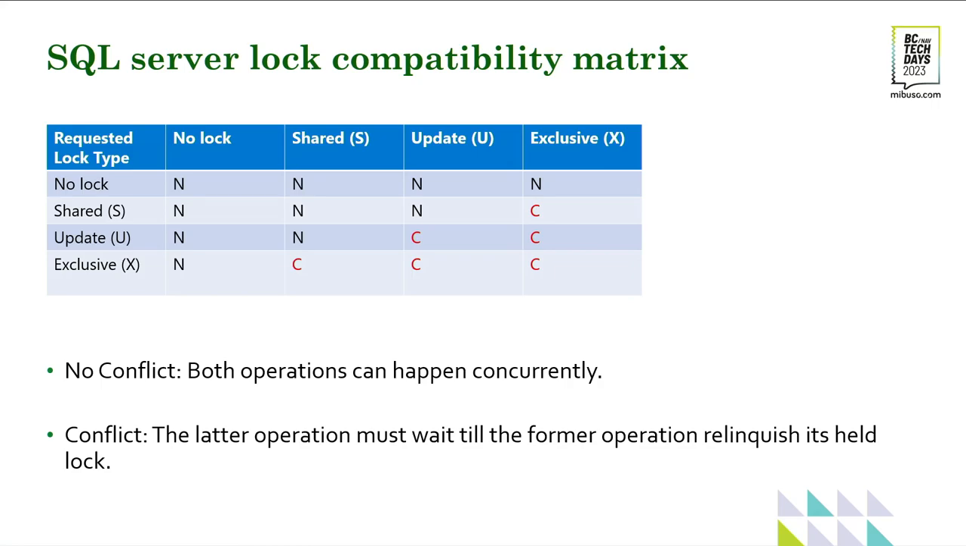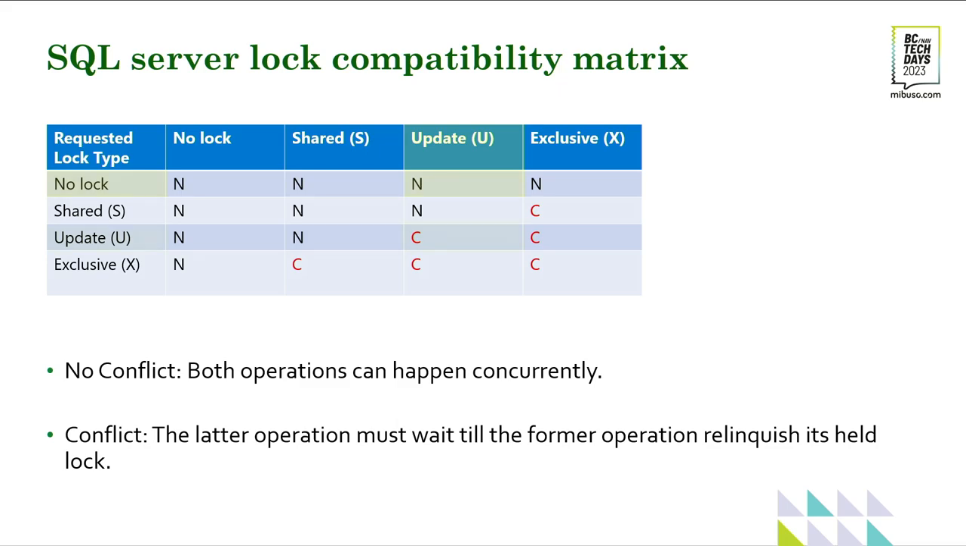Let's take an example of this together. Say you're requesting with no lock, so you're doing a read uncommitted, and you are trying to read a row that currently has an update lock on it. This will be an N, which means no conflict. You are not blocked. You are allowed to read that row and continue on.